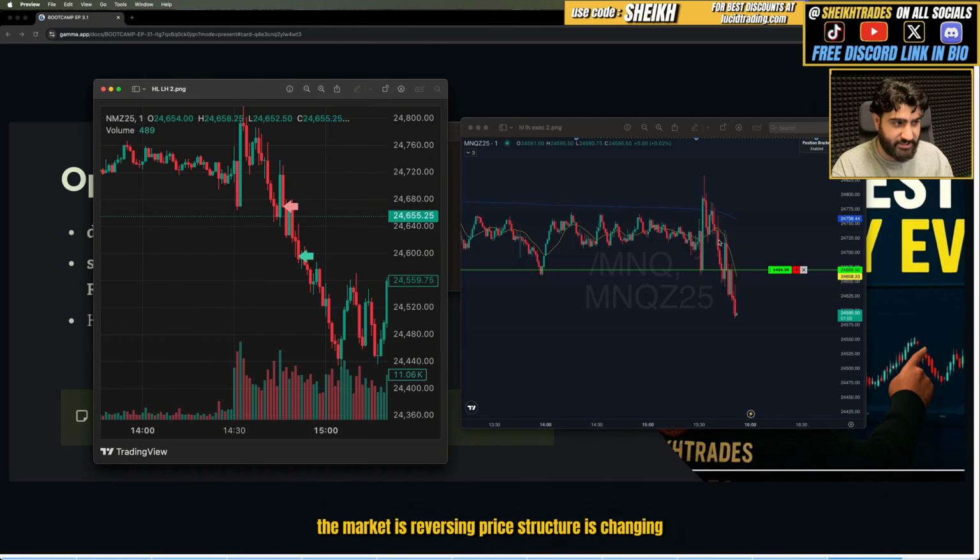Price structure is changing. So now instead of being bullish and only forcing longs, I'm like, okay, guys, we have a high, low, low, high. We just broke the previous higher low. So now we're bearish. I'm trying to find bearish spots. And what do you see?